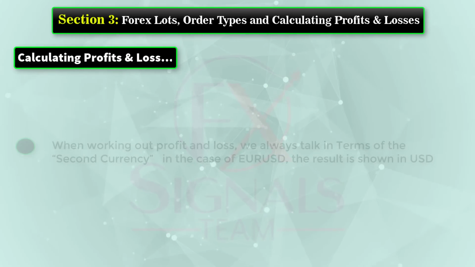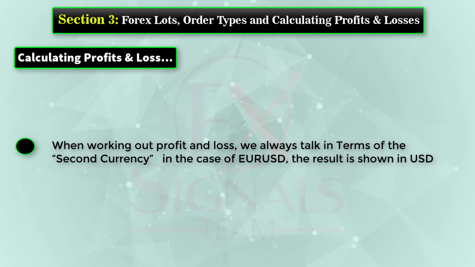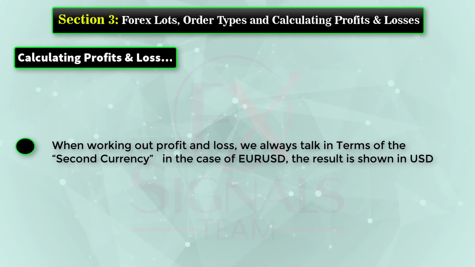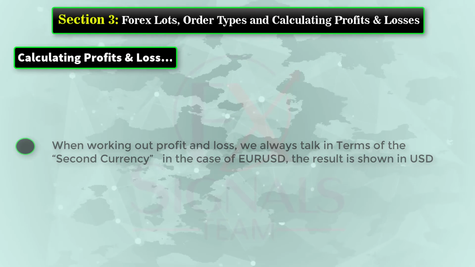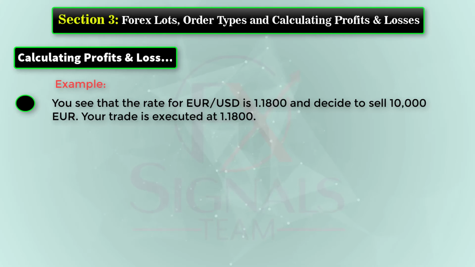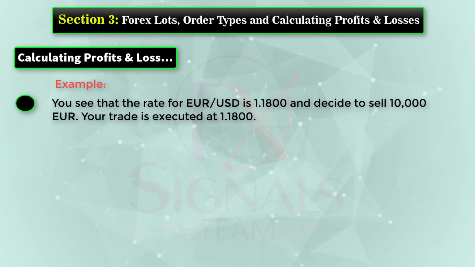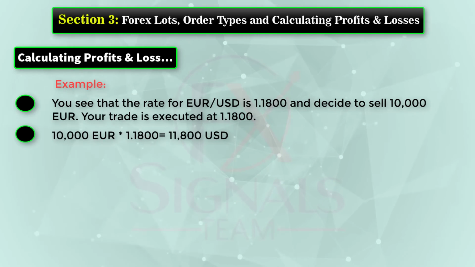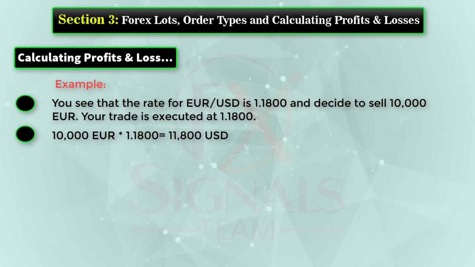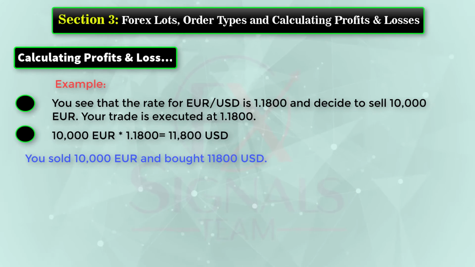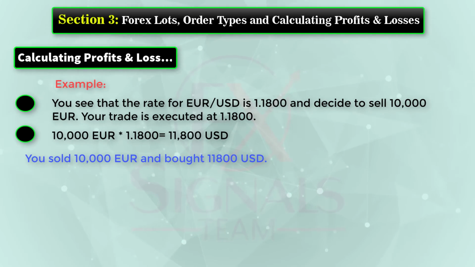Calculating profits and loss. When working out profit and loss, we always talk in terms of the second currency. In the case of Euro USD, the result is shown in USD. Example. You see that the rate for Euro over USD is 1.1800 and decide to sell 10,000 Euro. Your trade is executed at 1.1800. 10,000 European euros multiplied by 1.1800 equals 11,800 US dollars. You sold 10,000 European euros and bought 11,800 US dollars.